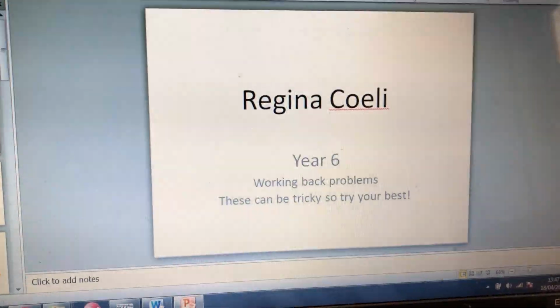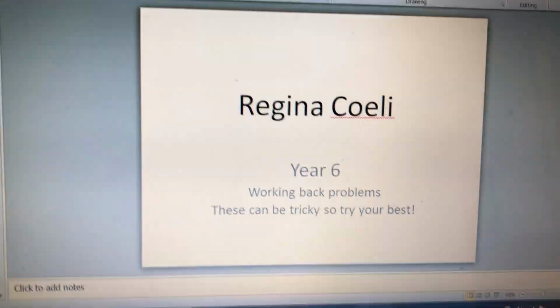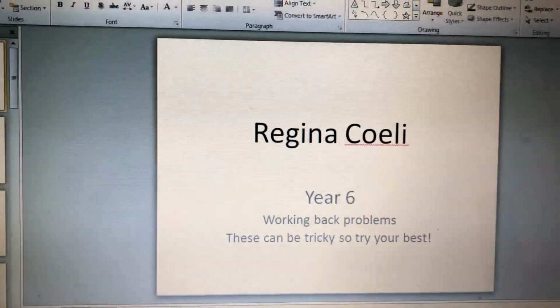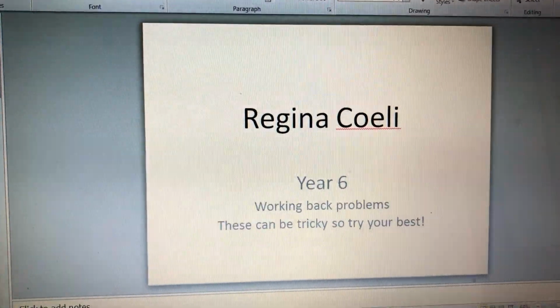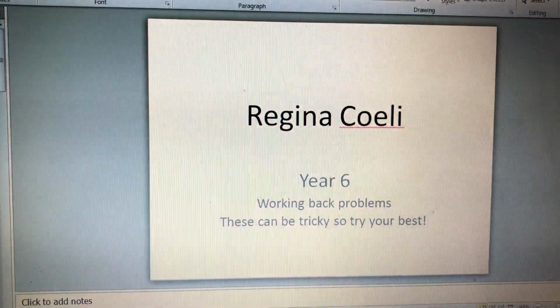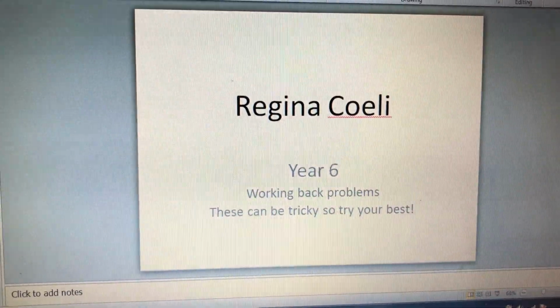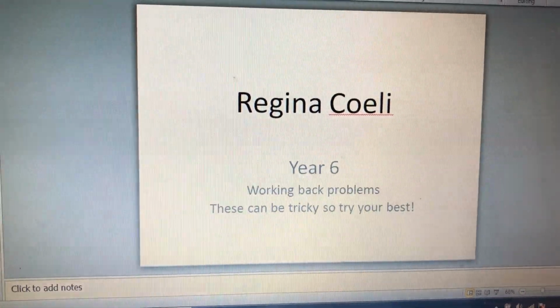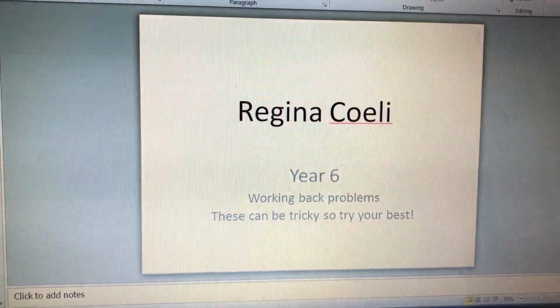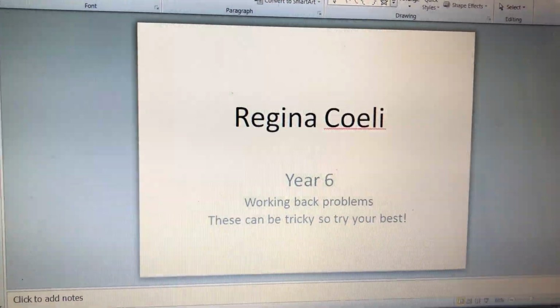Okay, so we call these working back questions, working backwards problems, and they are quite tricky, and we haven't really done them too much in class. It's something we were going to revise now, and they often come up on stats types of papers. I'm going to try and show you, hopefully through the PowerPoint and the examples, to help you, but just try your best.